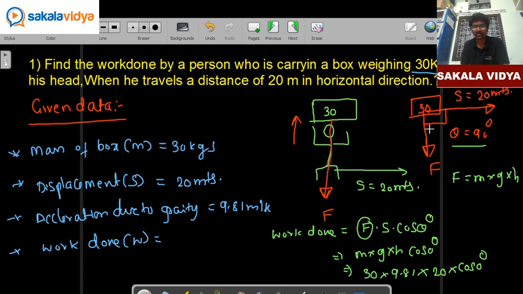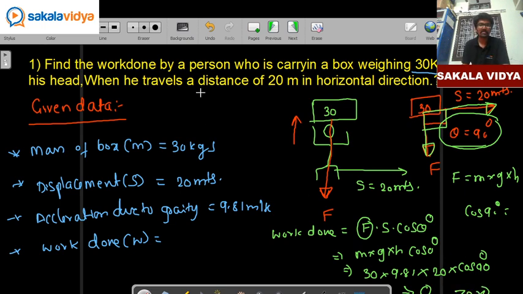Why cos 90? The angle between the gravitational force and the horizontal displacement made by the body is 90 degrees. That is the reason why we substitute theta is equal to 90 degrees. If we solve this, cos 90 is 0. So work done is 0.